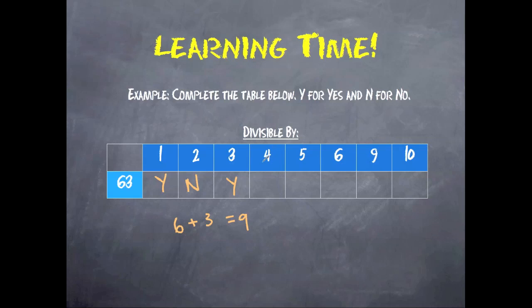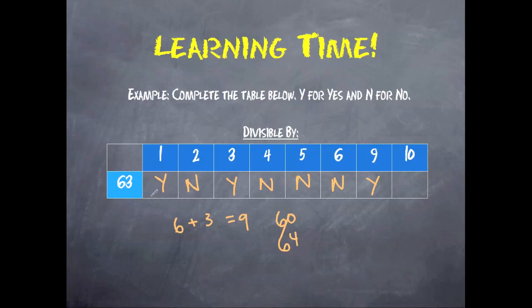For 4, we have to check, can 63 be divided by 4? Well, we know that 60 is a multiple of 4, and we know 64 is a multiple of 4, but not 63, so that's a no. 63 doesn't end in 5 or 0, so this is a no for 5. It also doesn't follow the rule for 2, and since it doesn't follow the rule for both 2 and 3, it's not divisible by 6. For 9, we have to add the numbers again. 6 plus 3 is equal to 9, so then the entire number is divisible by 9, because if we divide 9 by 9, we get 1.